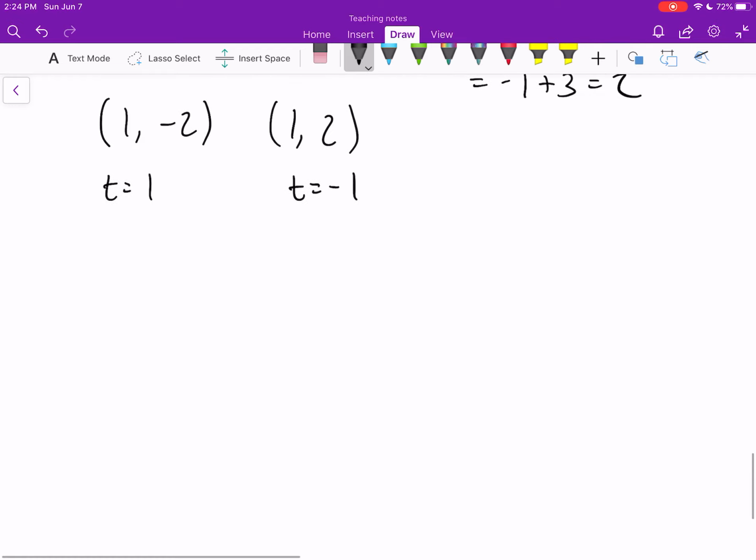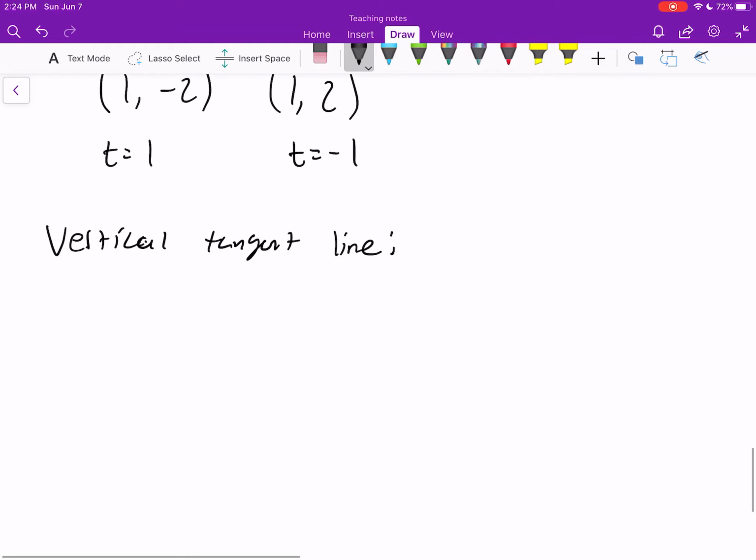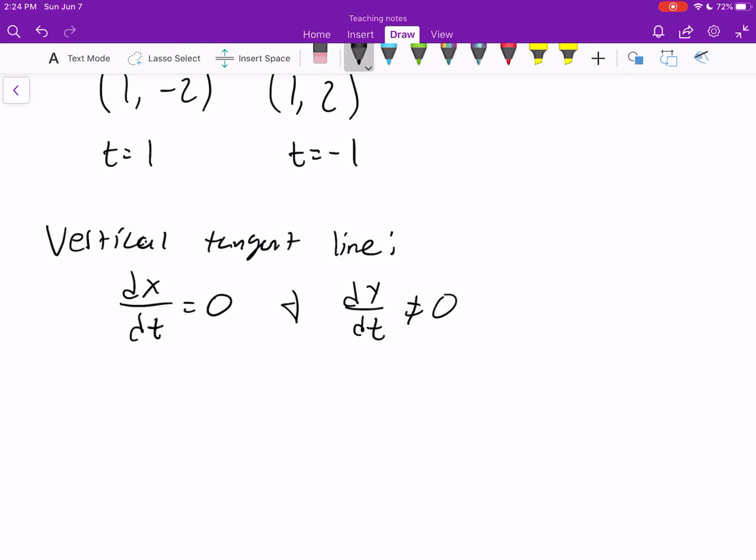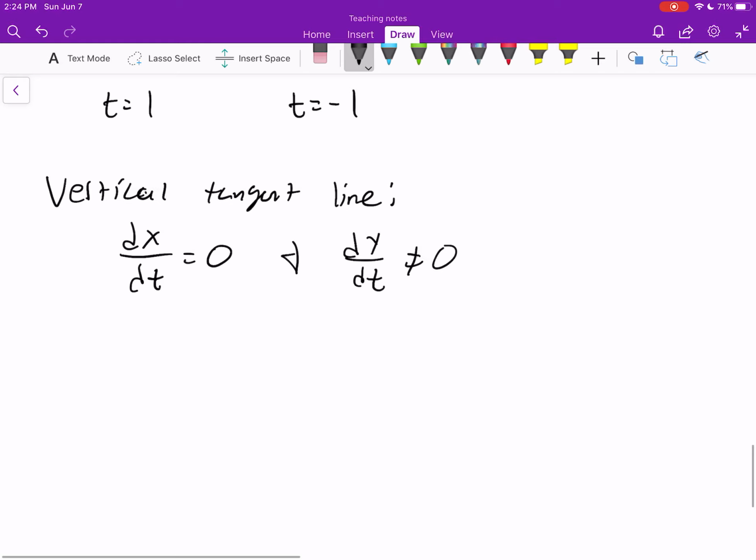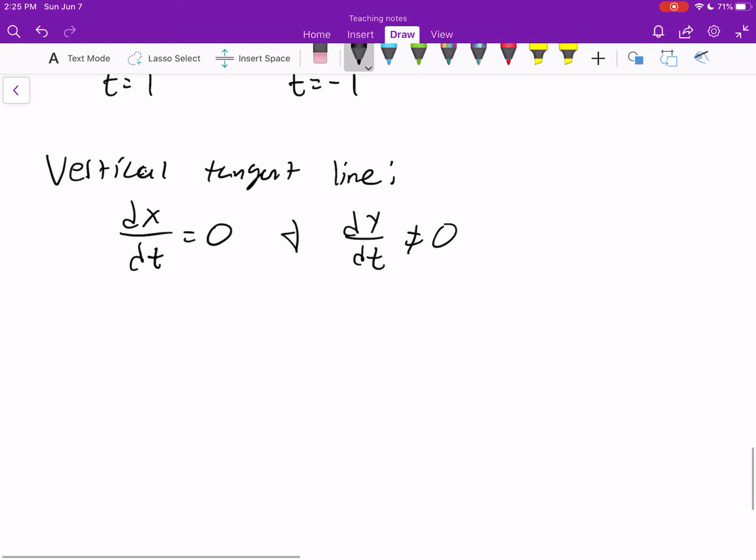Let's do the vertical tangent line now. So yeah, this is a really long example. The vertical tangent line is where dx/dt is equal to 0 and dy/dt is not equal to 0. Otherwise, I would have a 0 over 0 situation, and I would have to determine that limit. So dx/dt is equal to 0, dy/dt is not equal to 0.